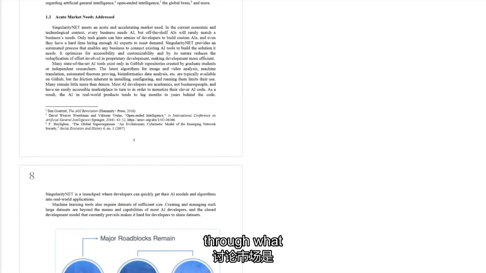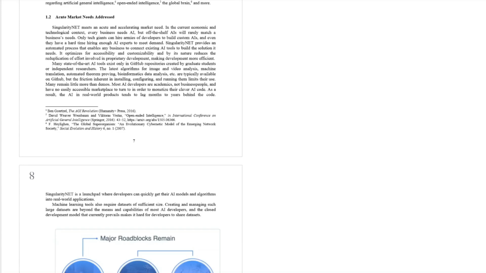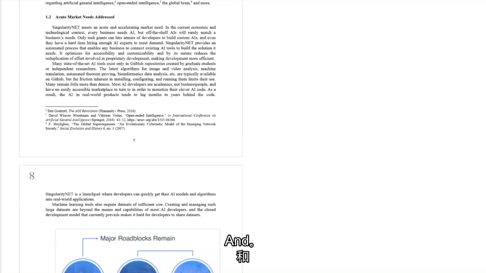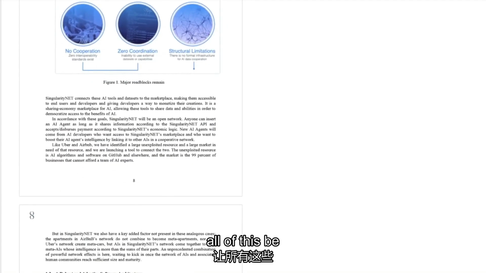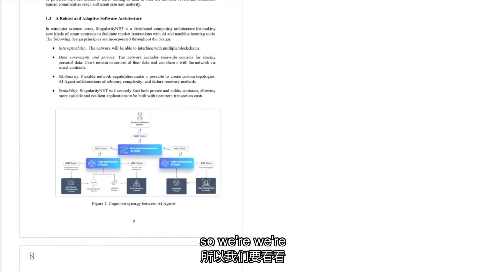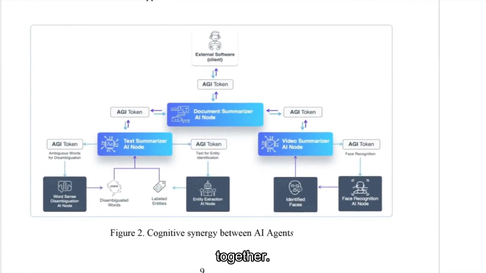We're going to go through what the marketplace looks like, how it works, what it's good for, and some of my criticisms. The central components, as I said, are the APIs, but also a rating system, and it is also decentrally governed. So the goal is to have the community govern the network. And lastly, the goal is to have all of this be beneficial for humanity. So we're going to see how this all ties together.